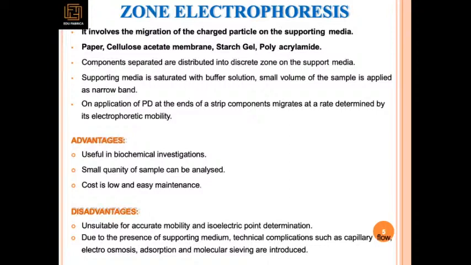comes the zone electrophoresis. It involves the migration of charged particles on the supporting media: paper, cellulose acetate membrane, starch gels, polyacrylamide. Those are the main components being used. The components in this case are separated and distributed into discrete zones on the supporting media. Various advantages are that its cost is low, easy maintenance, and a large quantity of samples can be analyzed.